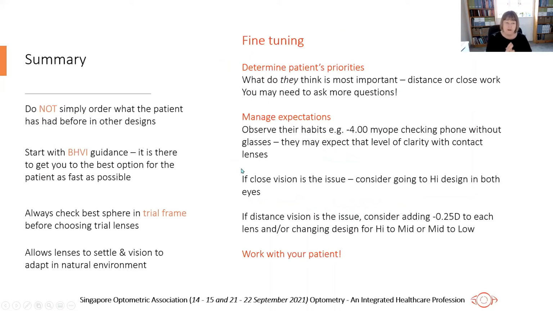So to summarize all of this, do not order what the patient's had before in terms of base powers. Start again with the proper guidance, they're there to get you the best option as soon as possible. It's been extensively worked on. Always check your best fit in a trial frame, not a phoropter. Always allow the lens to settle in a natural environment, and understand that patients take time to adapt to this. Listen to your patient, work with your patient, and if necessary, get two sets for different events, say sporting or driving or reading. Listen to your patient.